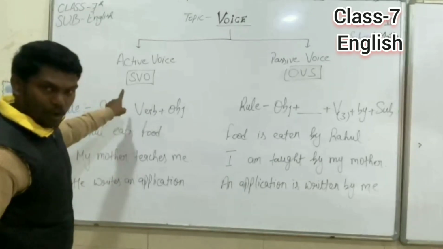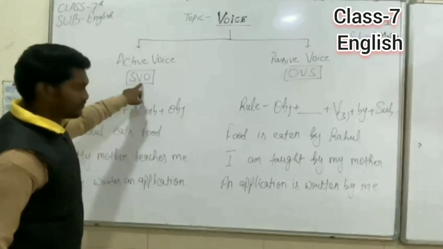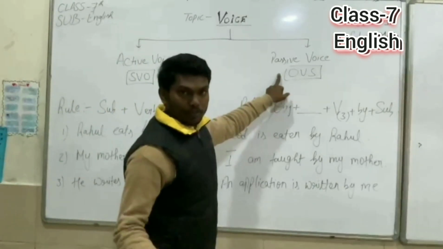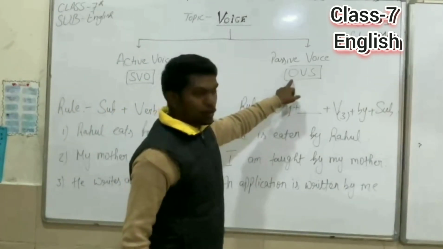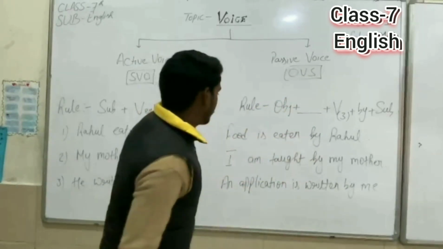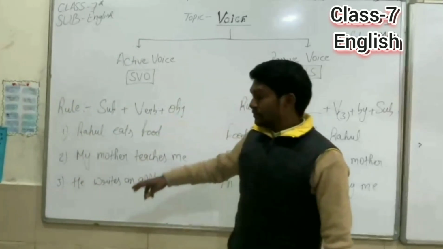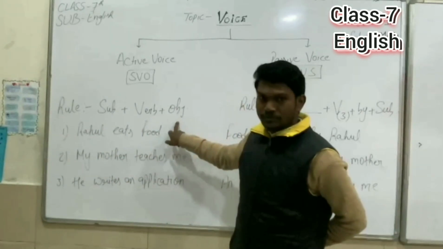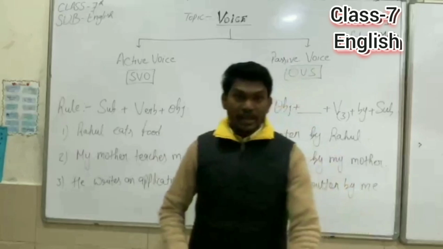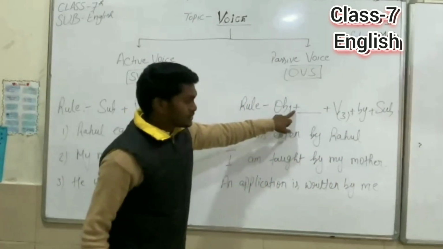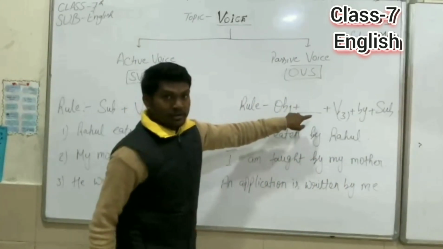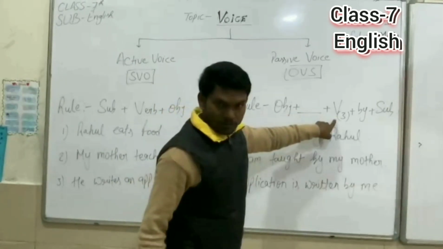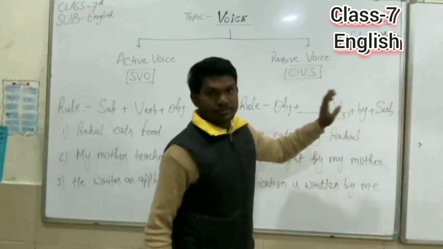Active voice: the format for active voice is SVO, that is subject, verb, object. Passive voice: the format for passive voice goes as OVS, that is object, verb, subject. Now look at the rule. Subject plus verb plus object for the active voice, and for the passive voice it is object plus helping verb, depending upon the tense we are using, plus the third form of the verb, followed by the subject at the last.